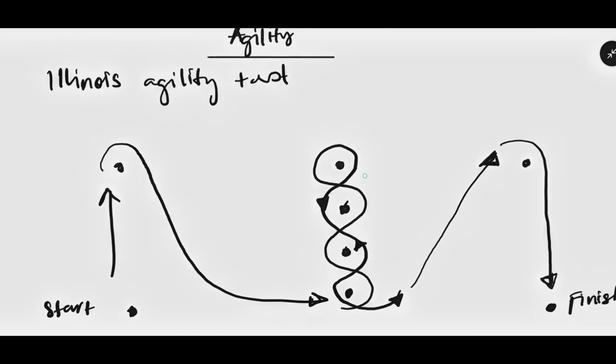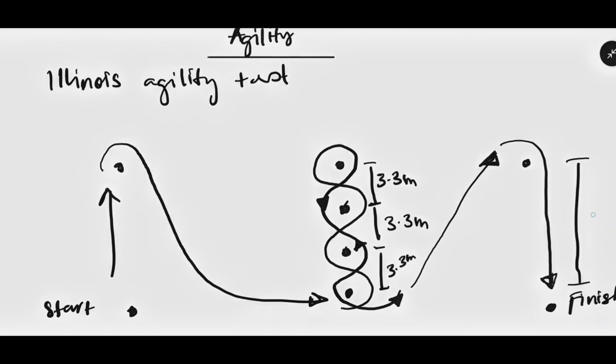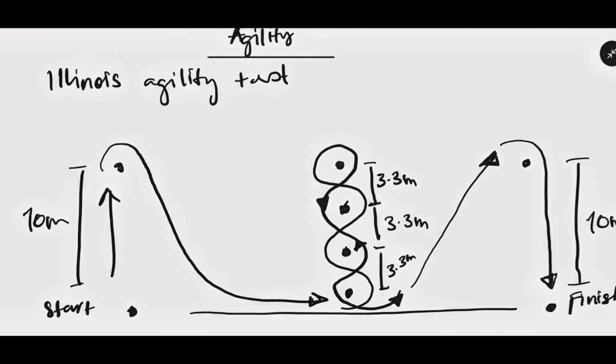And the distance between each of these cones is 3.3 meters for each of them. And these distances here, 10 meters, 10 meters. This isn't up to scale, but this distance between the start and the finish cone, 5 meters. So that's the Illinois agility test.